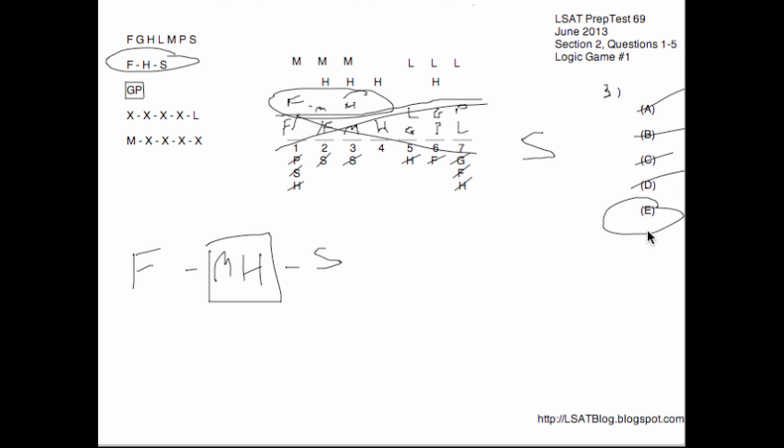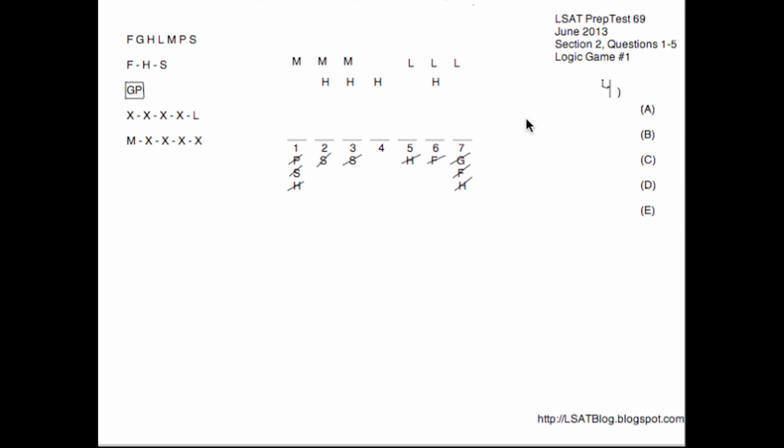Leaving E by elimination, and of course there isn't any reason to think that we could not have S on 4 here. That'd work perfectly fine. Then we could have GPL on 5, 6, and 7, either G5P6L7 or L5G6P7, the same two orderings for them that we considered earlier. So E is our answer for number 3.